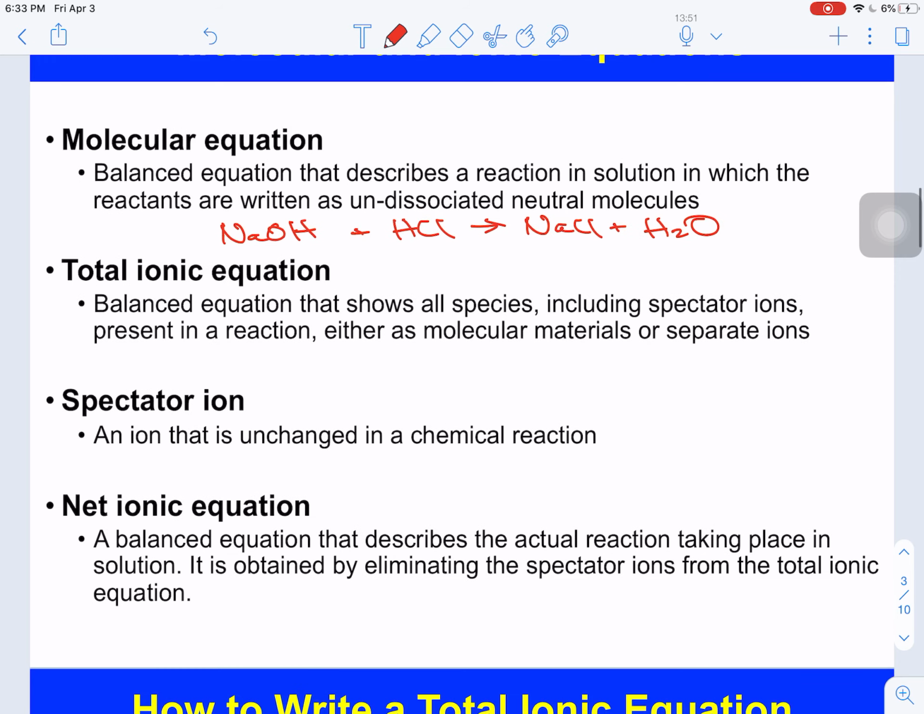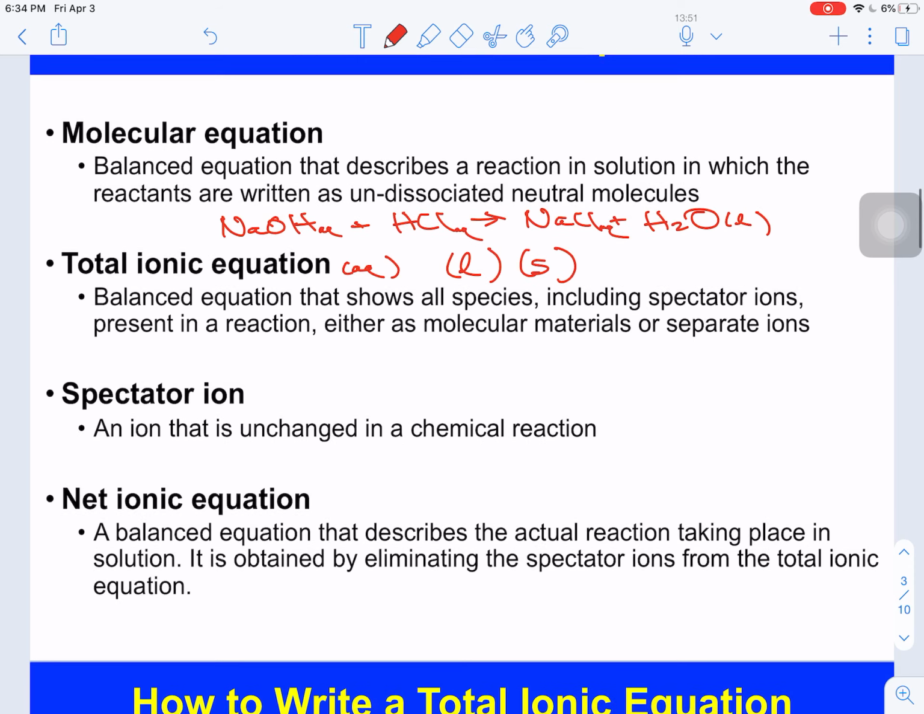Okay, that's balanced. A total ionic equation would be if I split each and every one of these molecules into its ions. The only thing you want to make sure you're doing when you separate these molecules into ions is you want to, for now, only separate the ones with AQ, aqueous. Only separate the aqueous molecules. You never want to separate the liquid ones, and you never want to separate the solid ones. Those ones are going to stay the way they are.